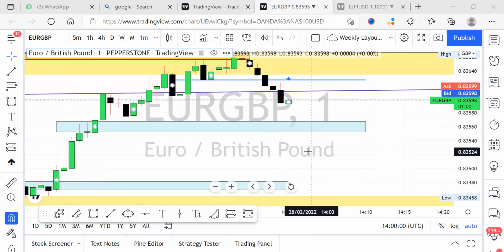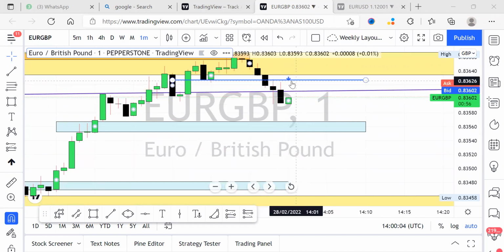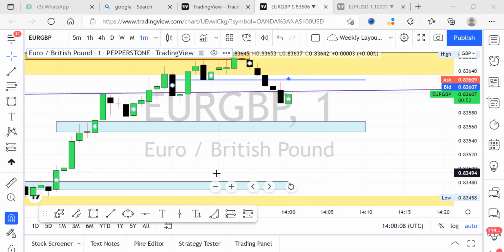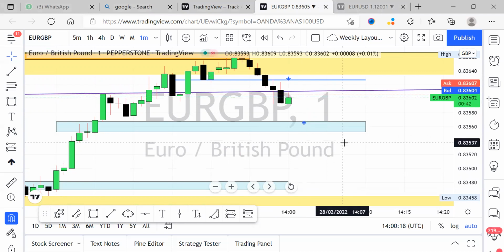Look at how price is now reacting. Remember, our stop loss at the moment is hypothetically that blue line. Our take profit would be this line for this particular one. So we're going to put our take profit there, and let's see how price reacts from there.